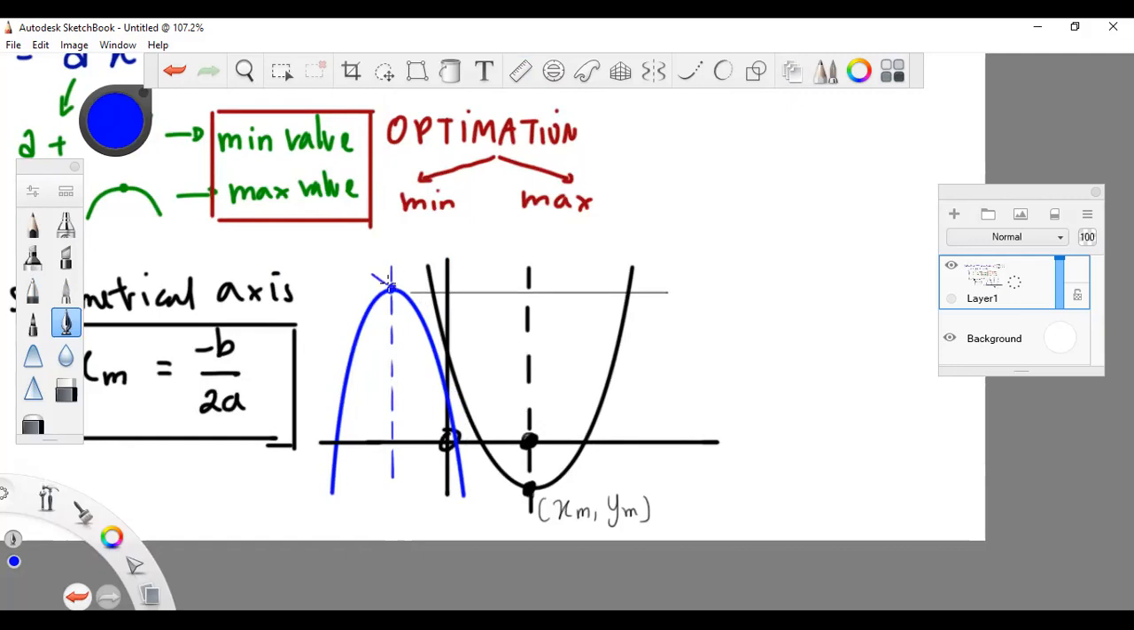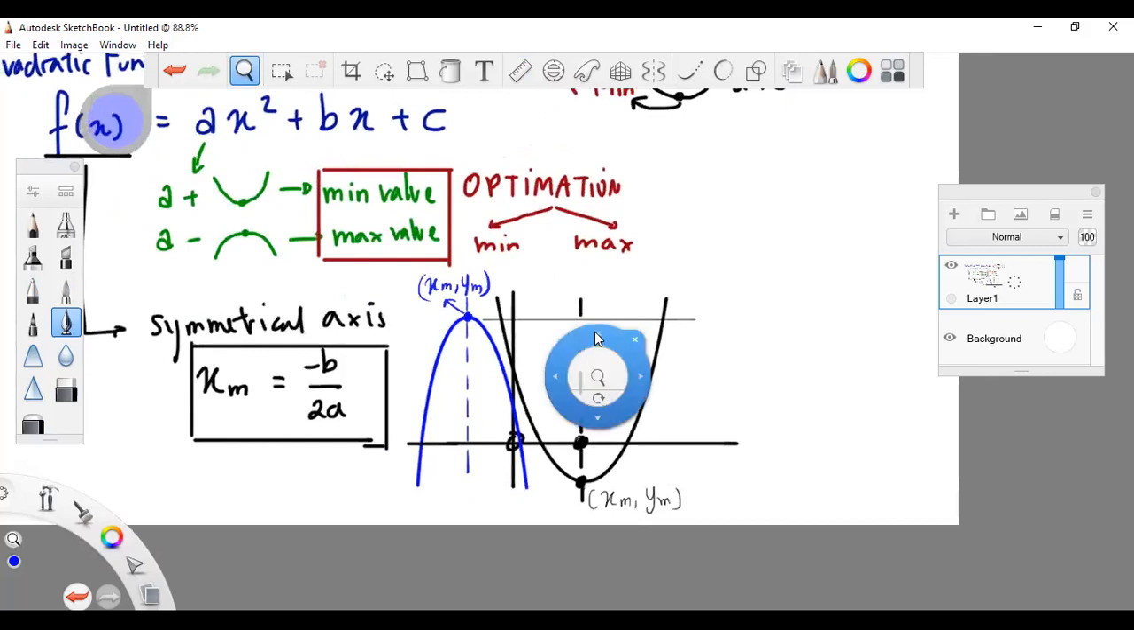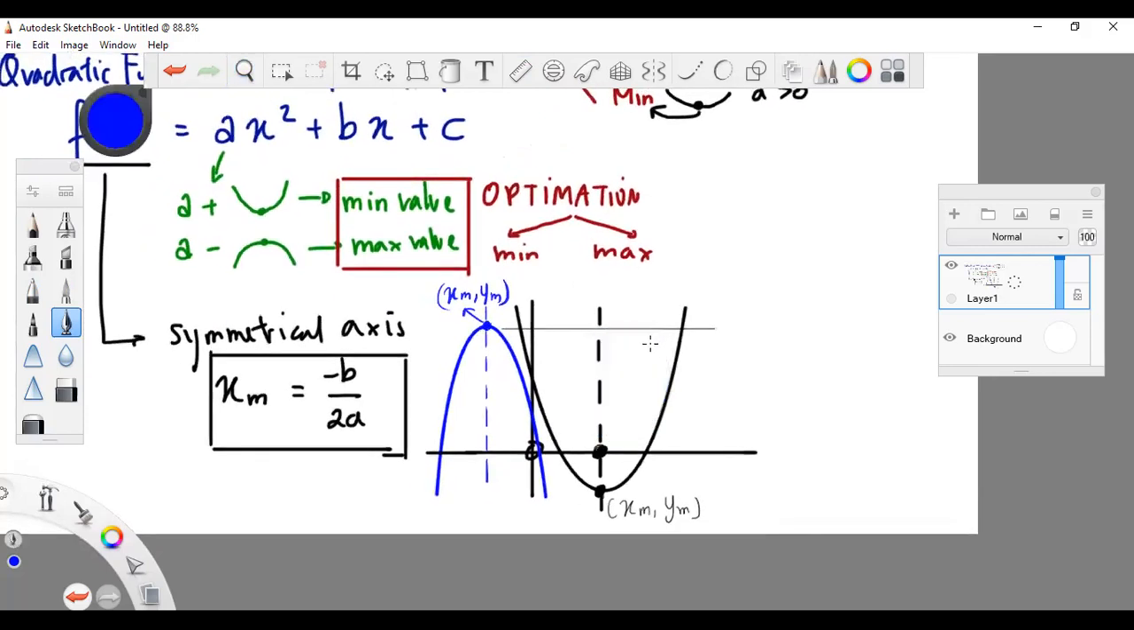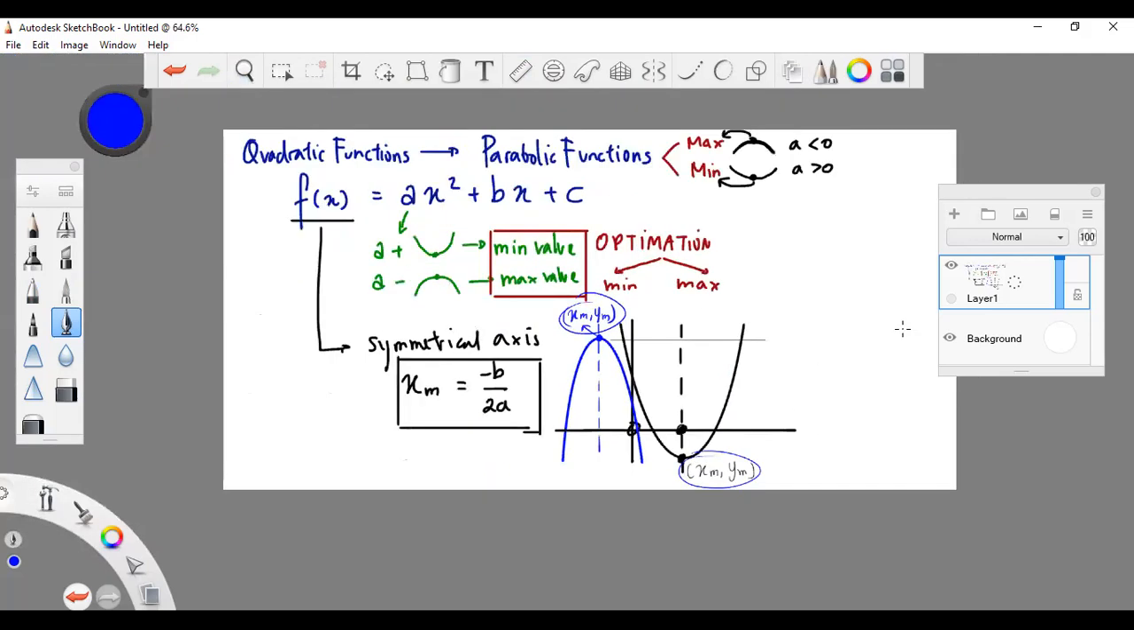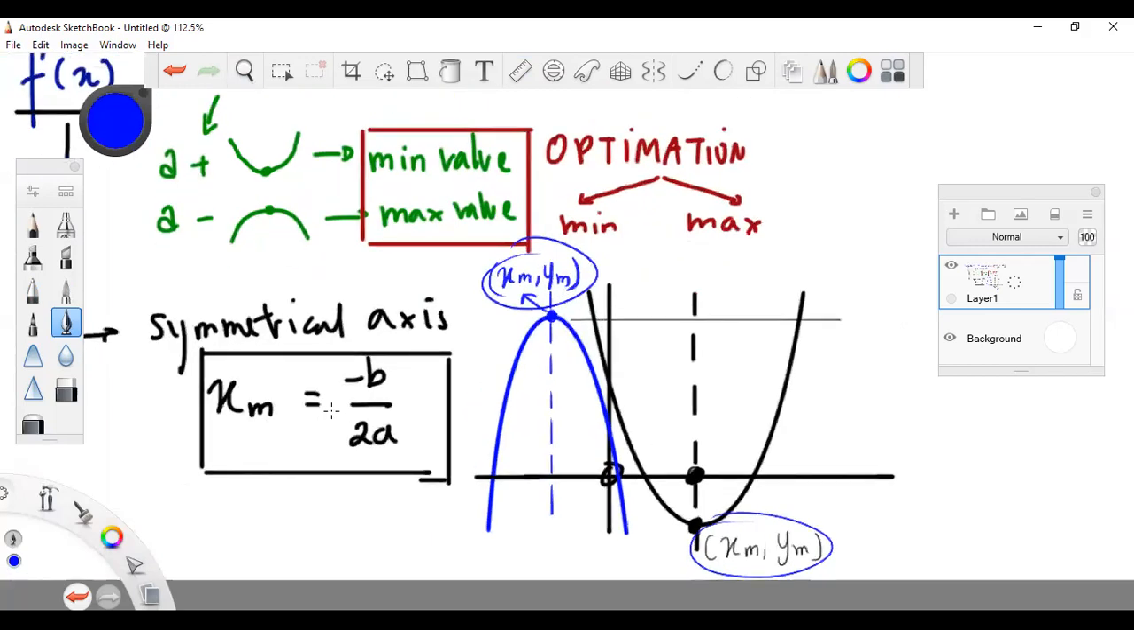So this will be the symmetrical axis. It is xm comma ym, but here the m stands for maximum. Here the m stands for the minimum value. That's the optimal value, which can be two things again, minimum or maximum value. This will be what you will learn in optimization. Okay, negative b over 2a. How come it is negative b over 2a?